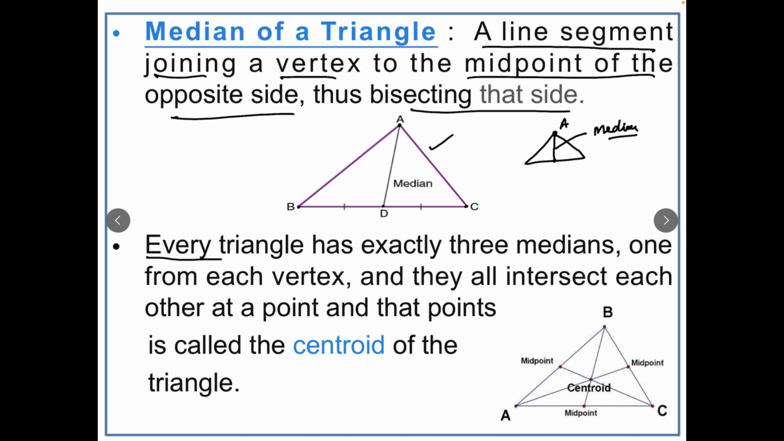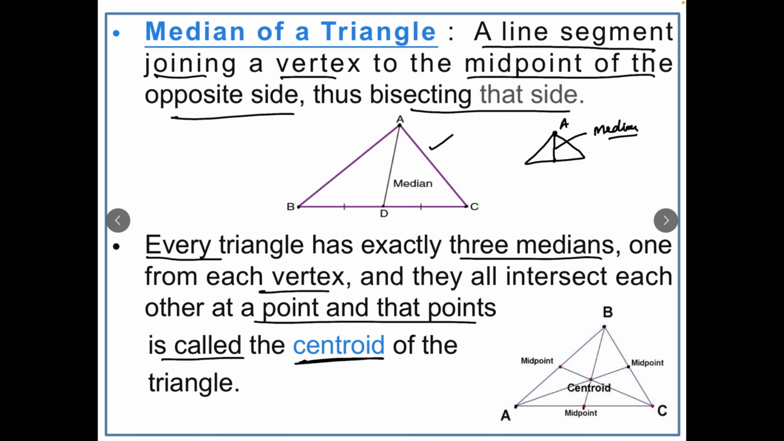So every triangle has exactly 3 medians, because a triangle has 3 vertices, so from each vertex we can draw a median. Every triangle has exactly 3 medians, one from each vertex, and they all intersect each other at a point, and that point is called the centroid. Okay, you can see in this figure we have triangle ABC. From each vertex, that is from A to its opposite side BC, we are marking a line segment. Again from vertex B to its opposite side AC, we are drawing a line segment, and we are doing the same with vertex C, joining it to the midpoint of side AB.